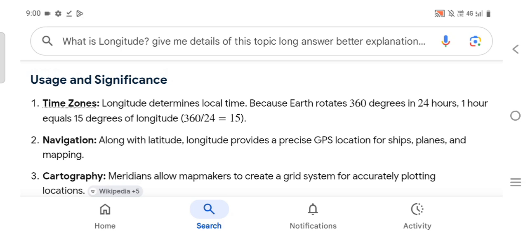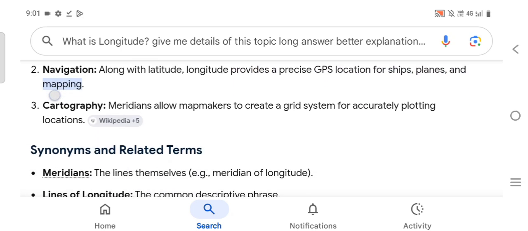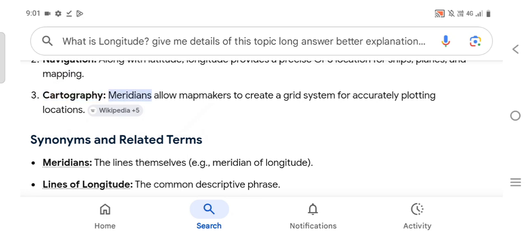Usage and significance. 1. Time zones. Longitude determines local time. Because Earth rotates 360 degrees in 24 hours, 1 hour equals 15 degrees of longitude, 360 divided by 24 equals 15. 2. Navigation. Along with latitude, longitude provides a precise GPS location for ships, planes, and mapping. And 3. Cartography. Meridians allow mapmakers to create a grid system for accurately plotting locations.